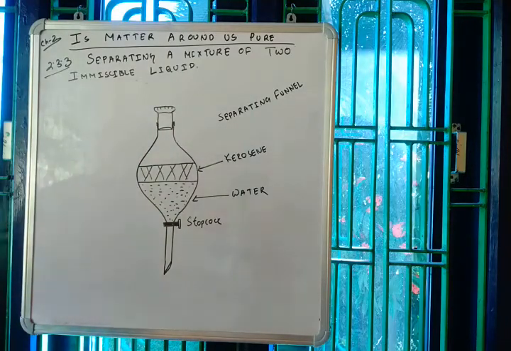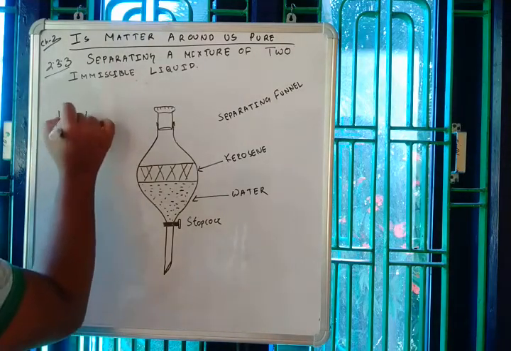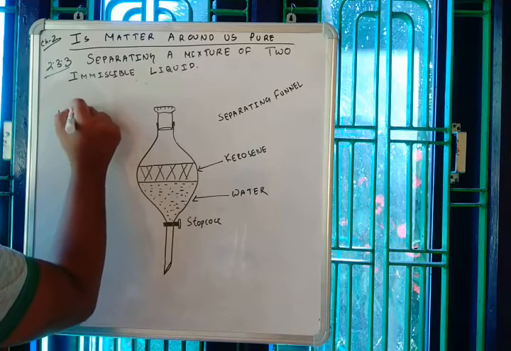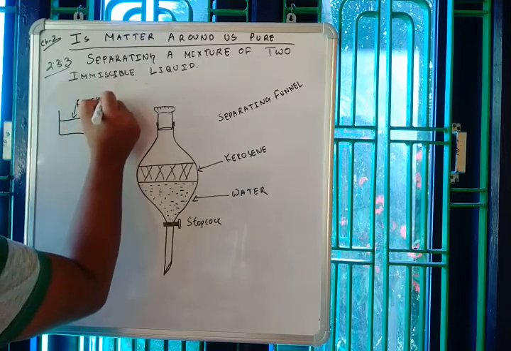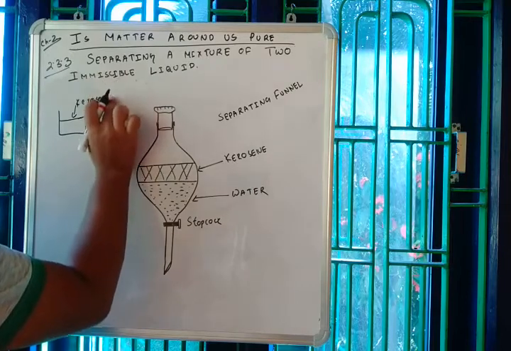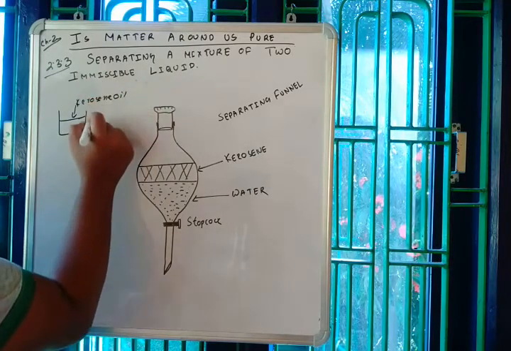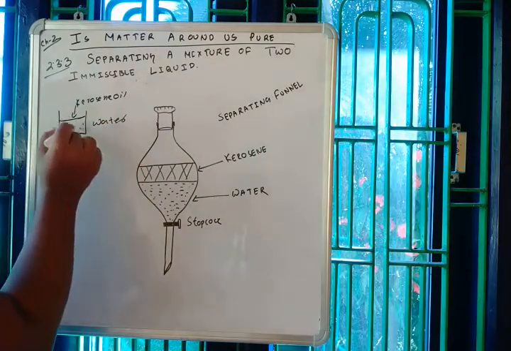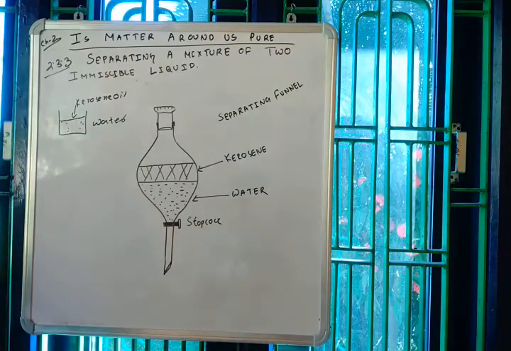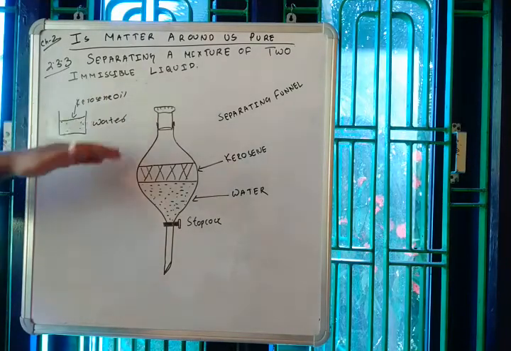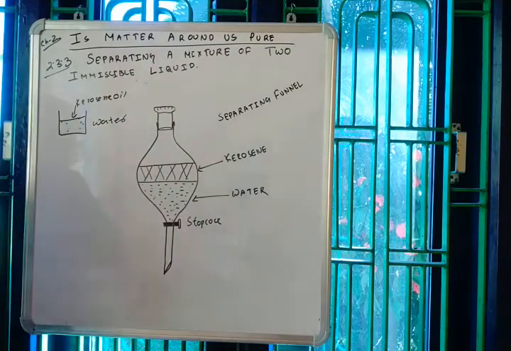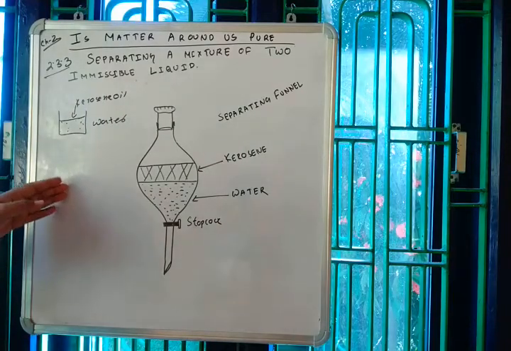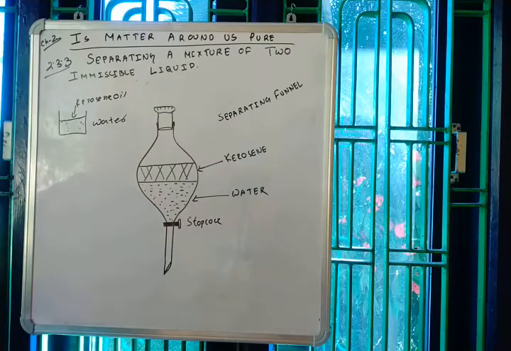So in this funnel, what do we actually do? Suppose you have a mixture of kerosene oil and water. You have a beaker in which you have accidentally spilled some kerosene in the water. Now what you have to do? Either you have to separate these two, or you have to throw it away.